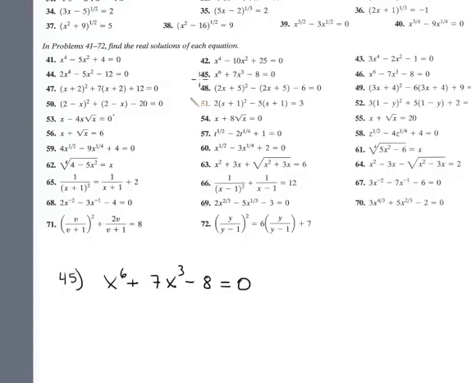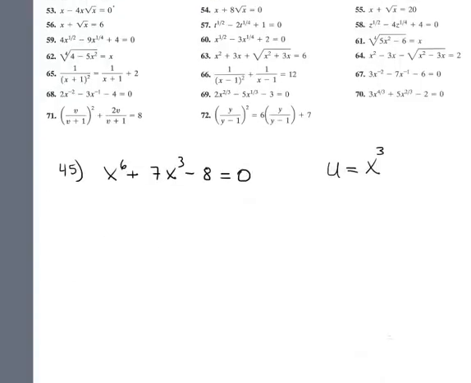Okay, 45 is, I copy this. Again, it's quadratic form. How do you recognize this quadratic form? When this exponent is two times this exponent, it is quadratic form. And the solution is using the auxiliary variable u, which is equal to x to the smallest exponent, which is 3 in this case. Automatically you convert this equation to quadratic, because this is u squared, but this is double, plus 7u minus 8 equal to 0. This is a quadratic equation.